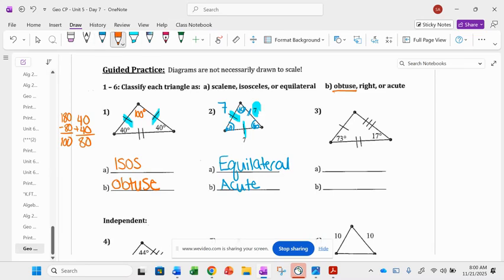Okay, now let's look at the sides. Look at my markings. Are any of the side markings the same? No. If nothing's the same, what do we call that? Scalene, good.